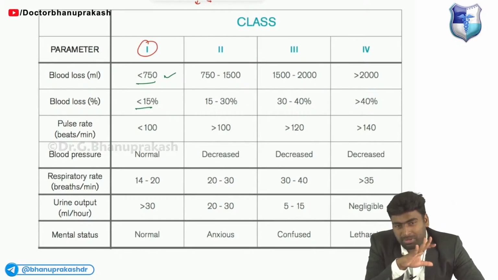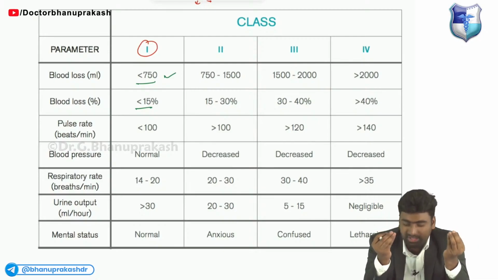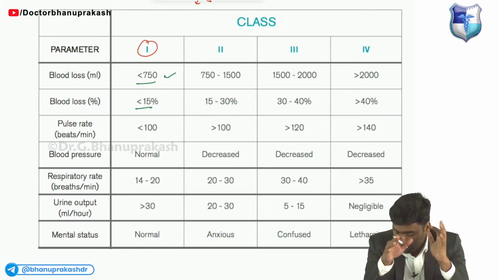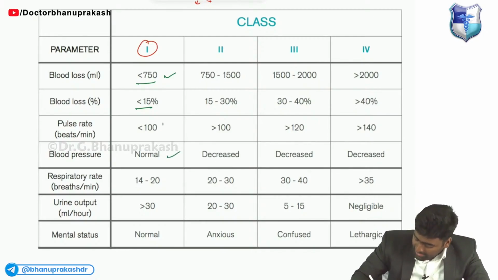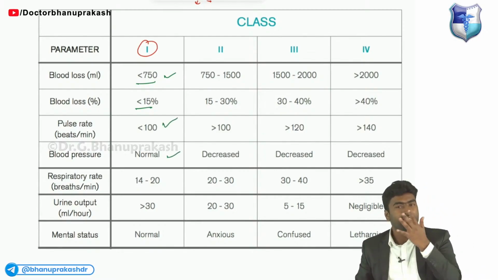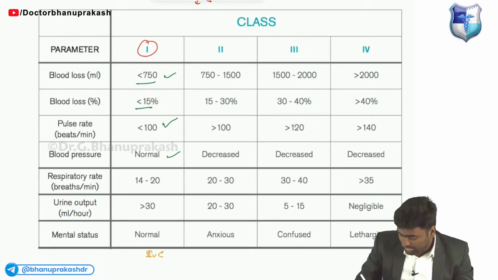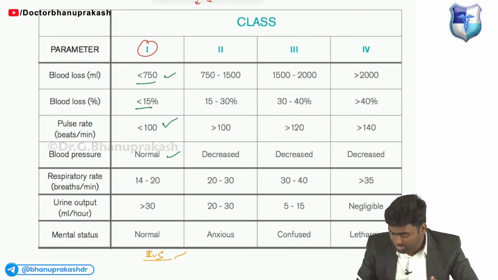Then what will happen? Everything will be normal. Just थोड़ा सा, just 15%, 750 ml. चलो चलने दो. Then the BP will be normal. The pulse rate also will be normal. So you just leave them or you give them IV saline. Okay, IV saline and everything will be mostly normal here.